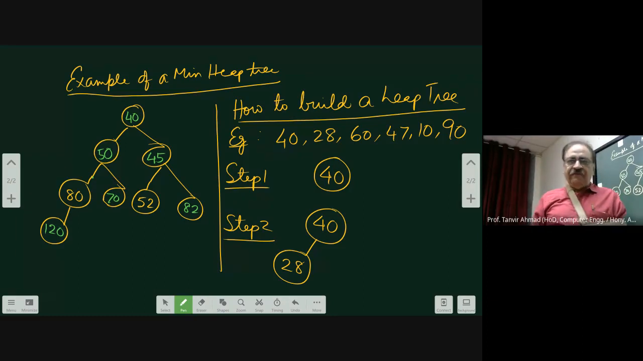Again, you find that it's a complete binary tree. And of course, it's a max heap, the 40 is bigger than the 28. And also, this is perfectly valid because you are going to make a max heap tree. Okay. Now, here I am going to make a max heap tree.